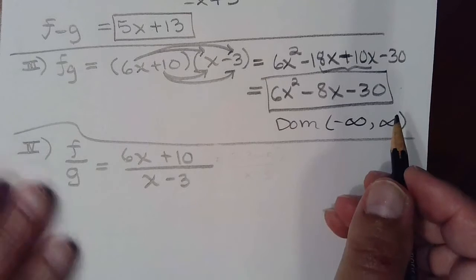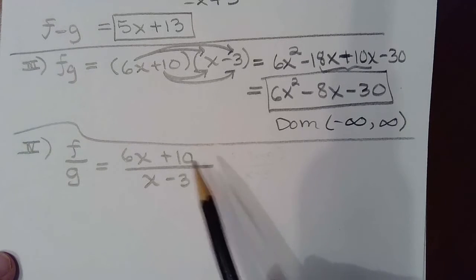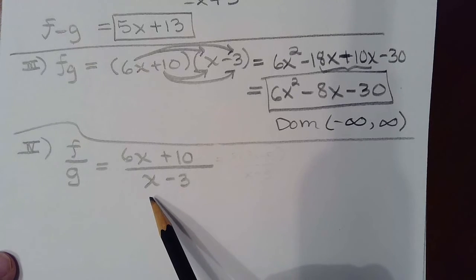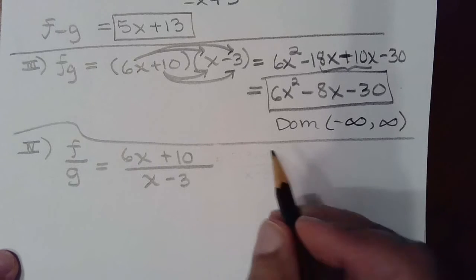And then as far as the domain, it does happen that we've created a situation that we need to protect. We now have this new function. It is now a fraction, and anything that makes the denominator 0 is going to make this entire combined function undefined. So we have to protect that situation.